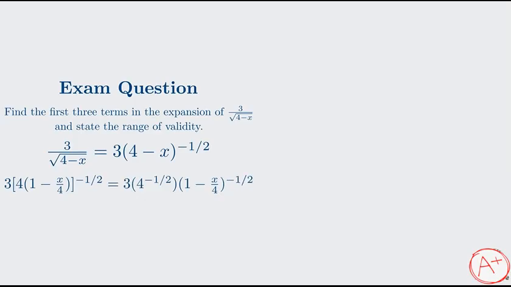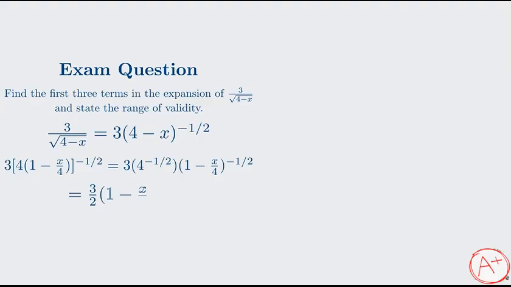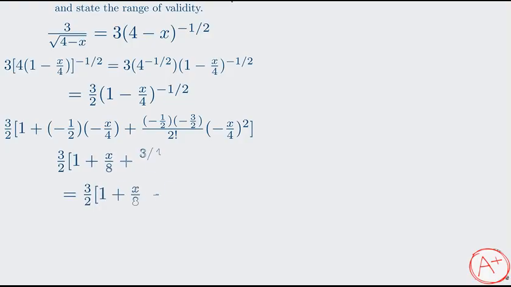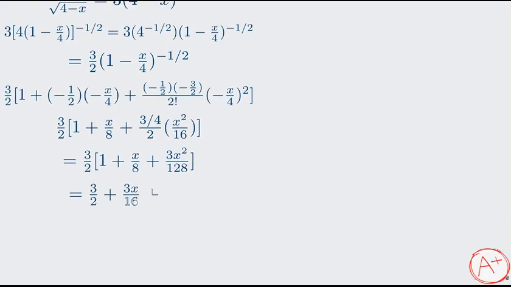This is where many students lose marks. Since 4 to the power of negative 1/2 is 1 over the square root of 4, which is 1/2, the expression becomes, now, apply the formula for n equals negative 1/2 and replace the variable with negative x over 4. Simplify the terms inside the bracket. Distributing the 3 over 2 gives the final expansion.